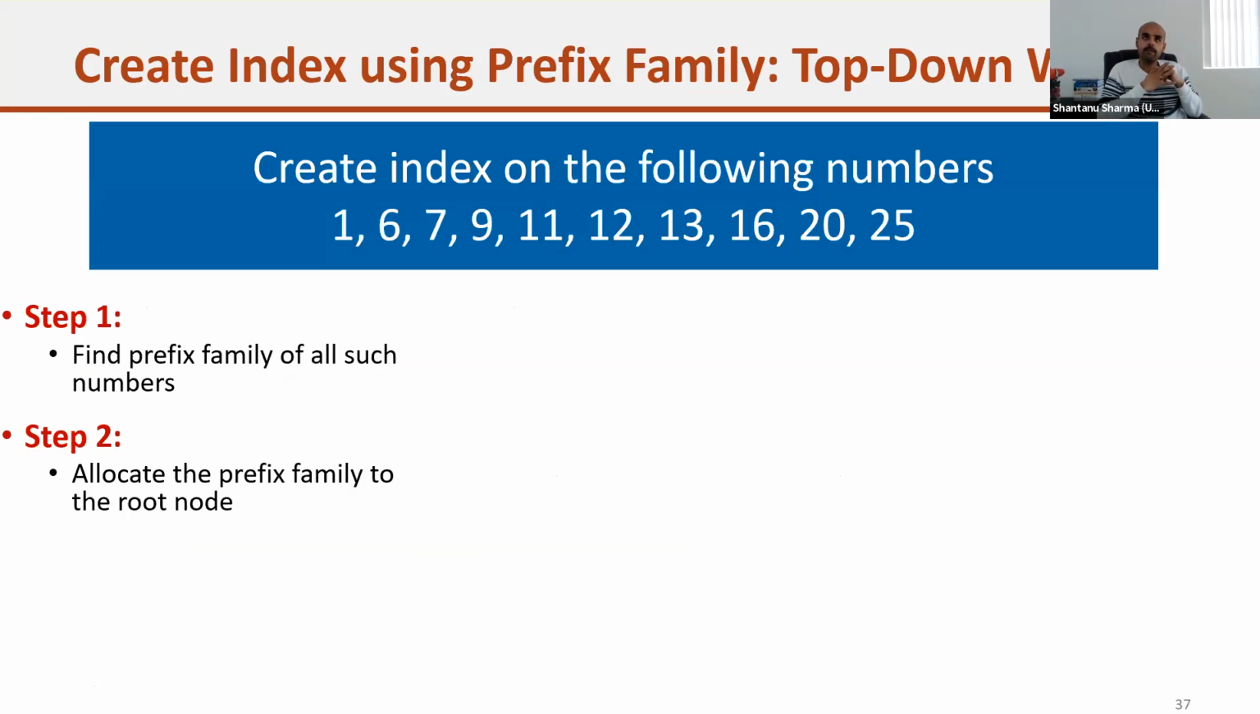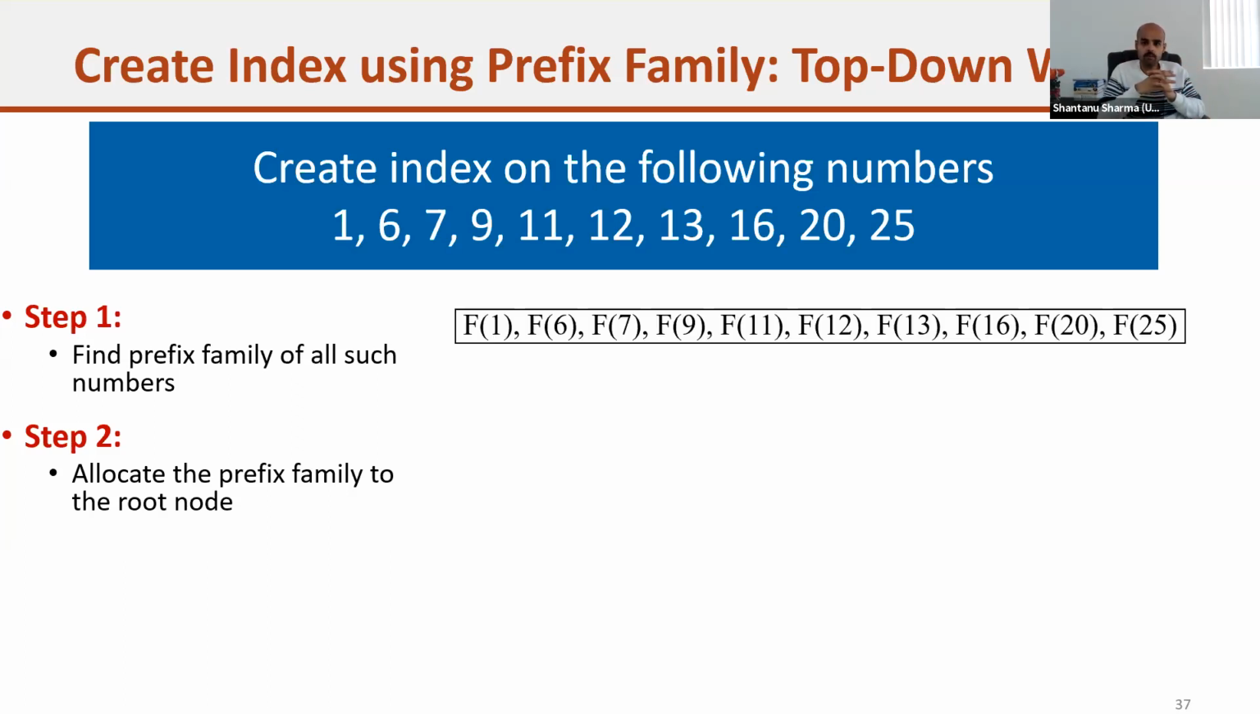So the first step is that you need to find the prefix family of all these numbers. If I say I need to represent all these numbers in 8 bits, then I will create the prefix family of 9 numbers for each of these. Then I allocate all these prefix families to the root node. So here is the root node. The notation says that F1 is the prefix family of 1, F6 is the prefix family of 6, and so on.